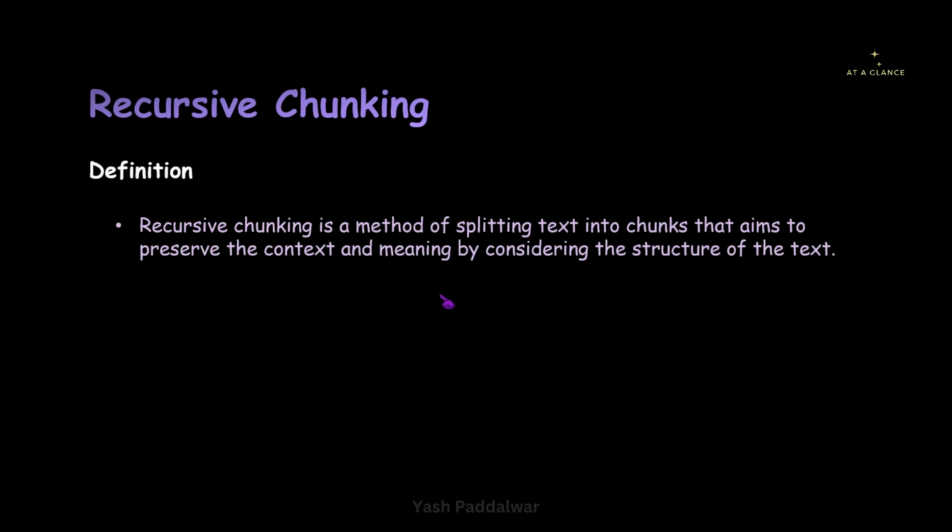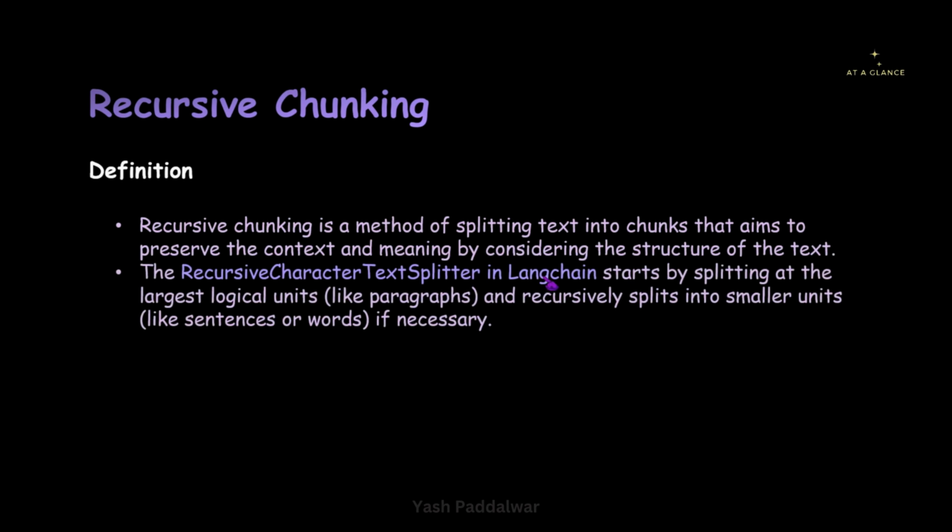Now in this video, we'll be specifically looking into the recursive character text splitter, which is one of the modules in LangChain. Now how does it work? It starts by splitting at the largest logical units, that is paragraphs. So basically, we'll be getting a text as an input. Now the text can be an entire text file, and in that text file there can be multiple paragraphs. So it starts by splitting at the largest logical units like paragraphs and then recursively splits into smaller units, for example, sentences or words if necessary.